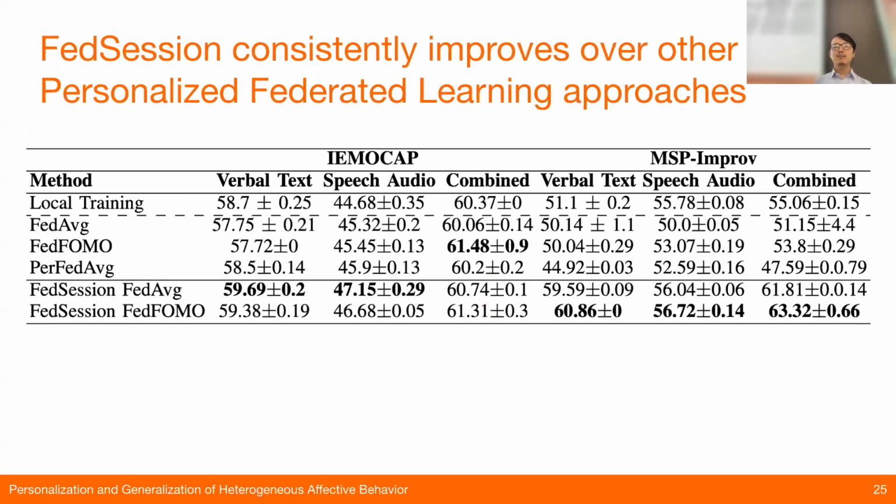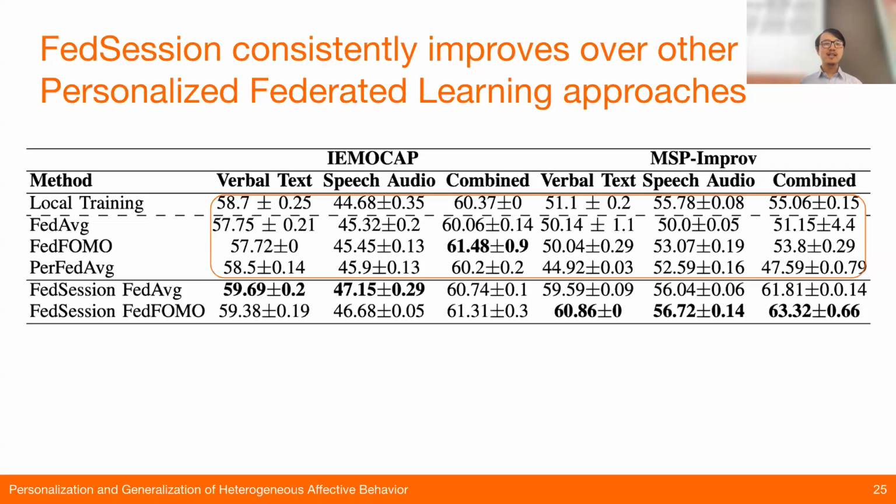Here we can see the performance of various approaches for IEMOCAP and MSP-Improv and their multiple different modalities. So let's look into the results. First, let's look at the performance of the prior existing approach, local training. Local training simply means training each individual client with their own data, with no aggregation in the server, and testing it on their own data.